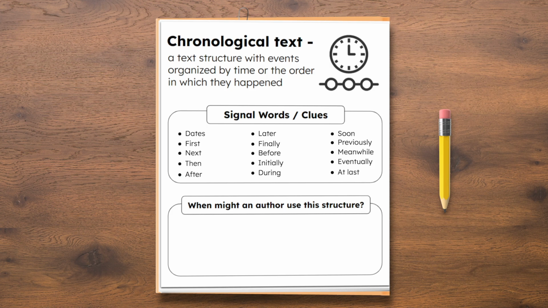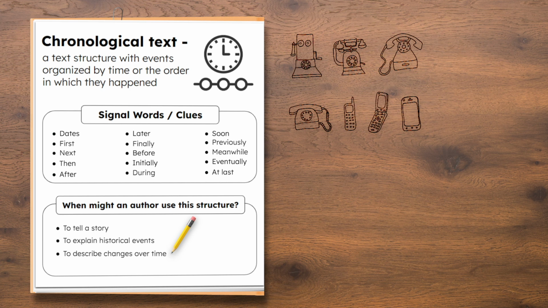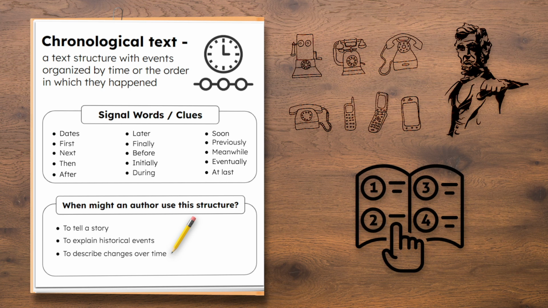An author might use chronological structure when they want to tell a story, explain a historical event, or describe how something changes or develops over time. This structure makes it easy for readers to follow the sequence of events and understand how one event leads to another. Whether it's the history of an invention, the life of a famous person, or the steps in a process, a chronological or sequential order helps us see the journey from beginning to end. Pause here to complete this page of our text structure guide.